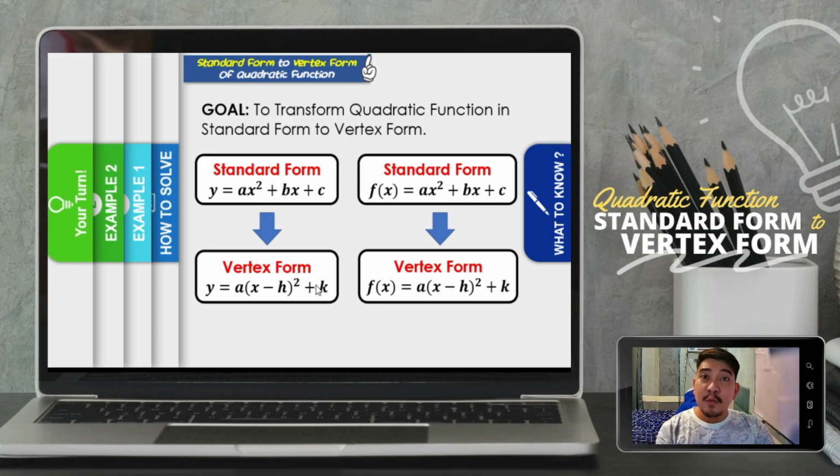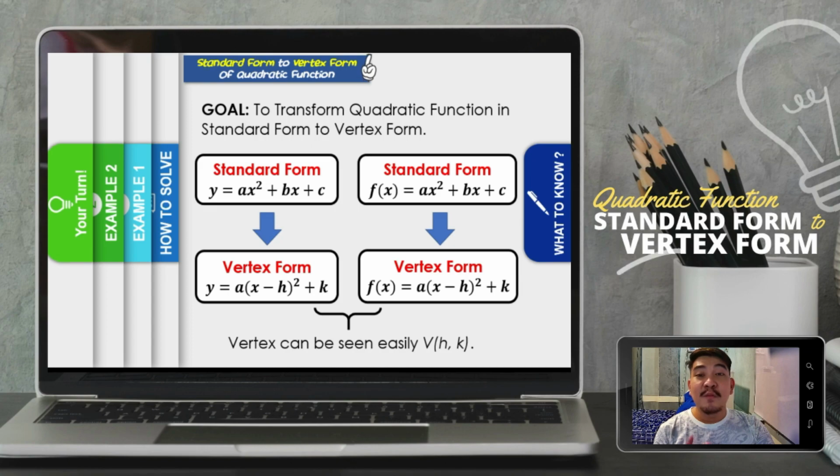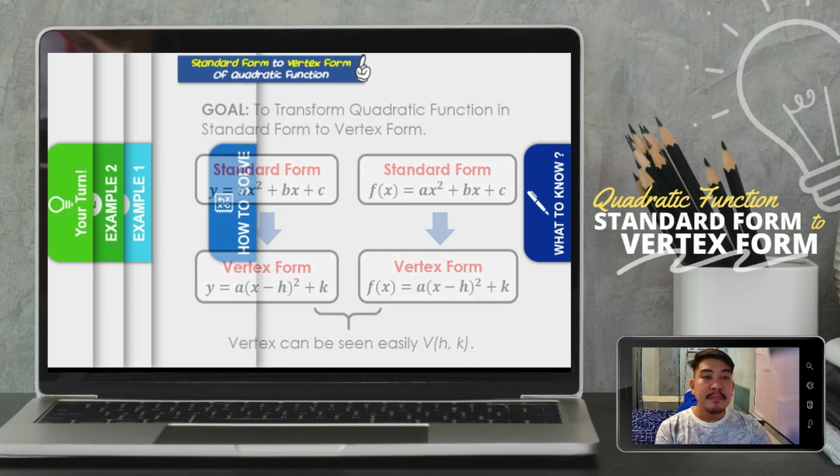So why is it that this form is considered as the vertex form? Simply because we can easily see, determine, and identify the vertex of the graph when we have this form, y is equal to a times the square of the binomial x minus h plus k. So the vertex is given by the ordered pair (h, k). We should also consider that when we talk about the vertex, it pertains to the highest or maximum point, or the lowest or minimum point of our parabola.